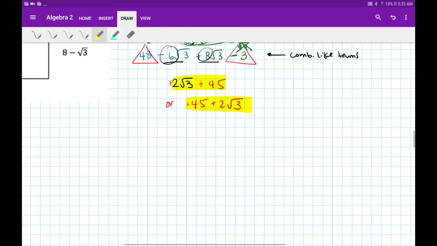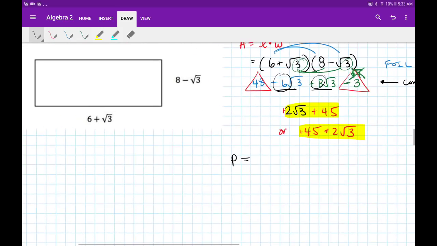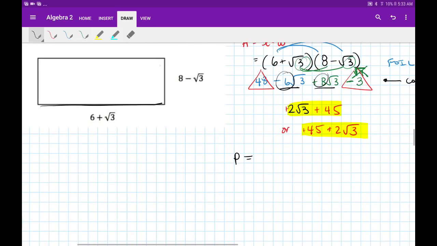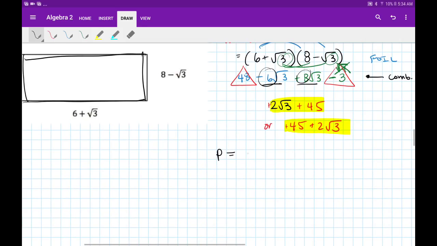Now let's talk about the perimeter. So our perimeter formula is take all sides and add them together. Okay, so we could write it like this: 6 plus root 3 plus 8 minus root 3. That gives me this plus this.